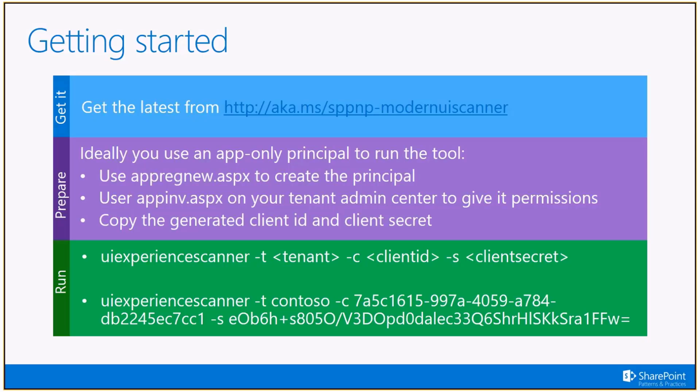Once you've done the preparation, running the tool is calling our exe, like the UI experience scanner. Give it your tenant name. For example, if your tenant is called contoso.sharepoint.com, you just specify contoso, like you see at the bottom here, and you specify the client ID and client secret that you created in the previous step, and off you go.